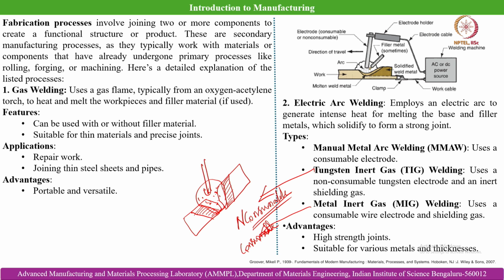Welding techniques can also be classified based on whether we are using a filler material or not. When we are not using any filler material, we call that autogenous welding, and when we use filler material, we classify it as a normal welding technique. The advantages are high strength joints and suitability for various metals and thicknesses.